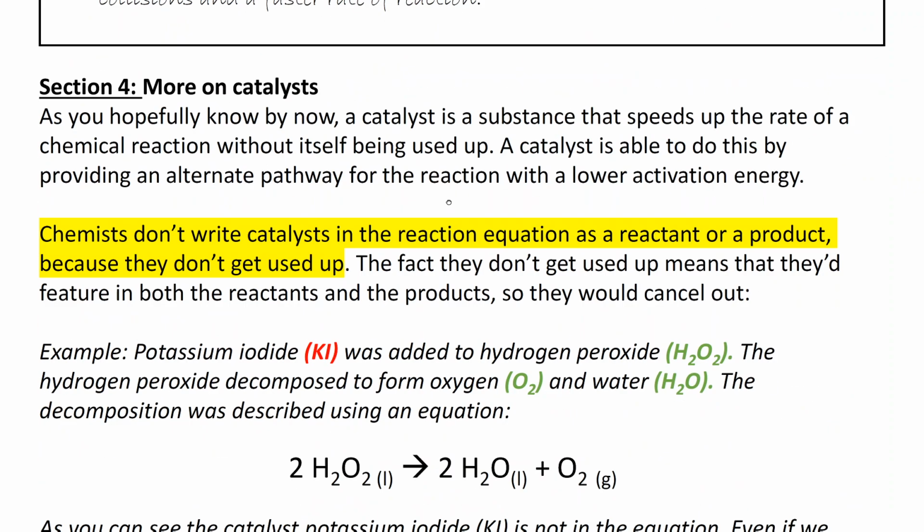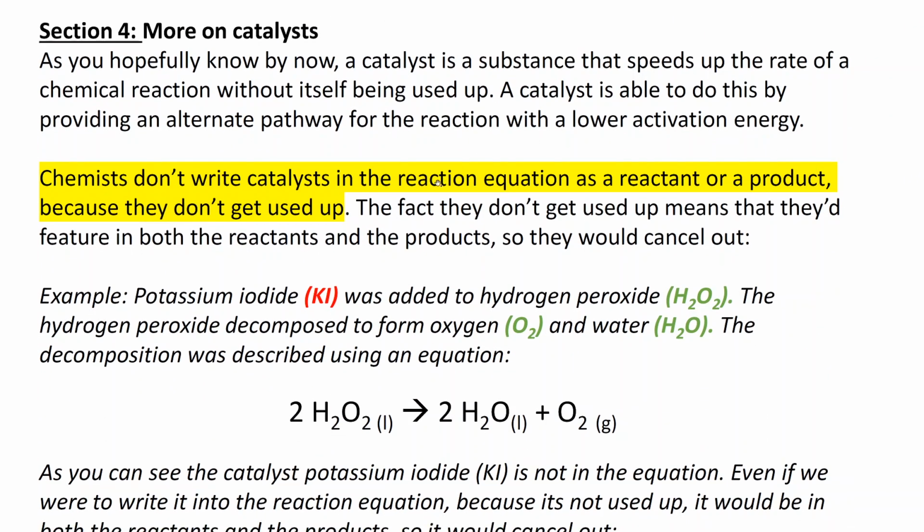Okay, let's have a little look at more on catalysts now. So we've already said that a catalyst is a substance which speeds up the rate of a reaction without itself being used up, and it's able to do this by providing an alternate pathway for the reaction with a lower activation energy. But it's important to note that chemists don't actually write catalyst in the reaction equation as a reactant or product because they don't get used up. Okay, so I've got an example here.